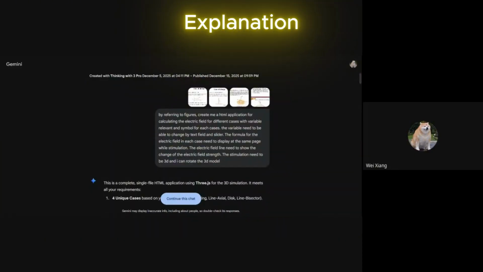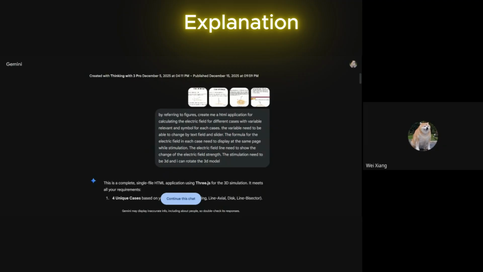So I will be explaining how we created this HTML application. Firstly, we made a few initial prompts to the AI by showing it how the electric field should look like in these slides, and then asking it to calculate the electric field for different cases with variables and symbols for each case. The variables need to be able to change using sliders, as well as a formula for the electric field in each case, and then the electric field lines to show the visualization of the electric field, as well as the gradient for the electric field strength, and it should be in 3D.